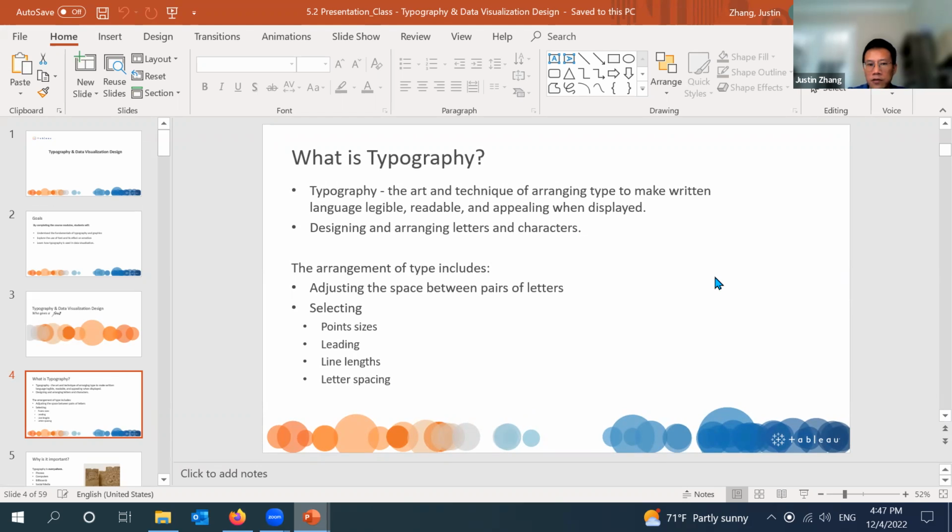So typography is the art and the technique of arranging type to make written language legible, readable, and appealing when displayed. So it's basically the designing and arranging letters and characters. So we all know how to use Word. So when you use Word to write a paper, you need to deal with typography by choosing appropriate font sizes and font types, and you need to choose line spacing, indentation, etc. All these actually fall into the category of typography.